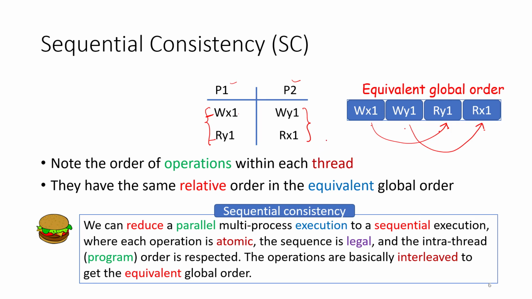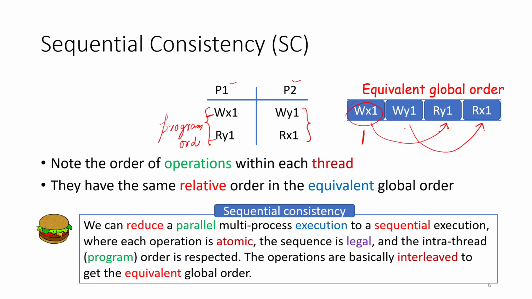So what we see is that if we create an equivalent global order, number one, it is atomic because it appears that this entire operation executed at one instant of time. And this is true for the rest. It is legal. As well as the order of operations within each thread is the same as the order in the equivalent global order. So this is also known as the program order. The order within a thread is also known as the program order.